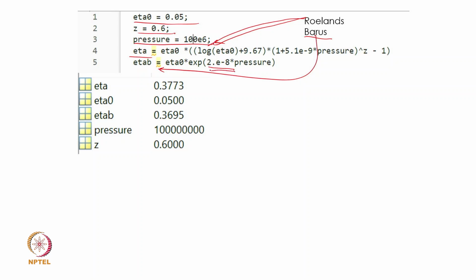Initially we are choosing alpha as 2 × 10^-8, and here we are choosing z as 0.6. So in this relation at 100 megapascal, what comes out is that the eta predicted by Rowland and by Barus are giving more or less the same viscosity value. You see that the initial viscosity is 0.05 pascal second, while under a pressure of 100 megapascal it has increased almost 7 times.